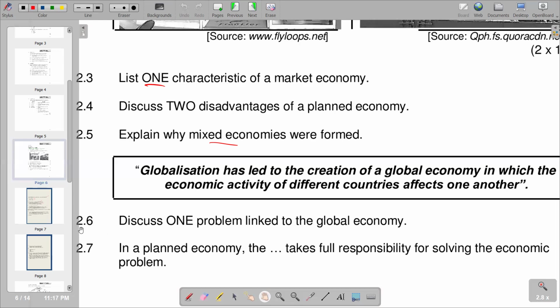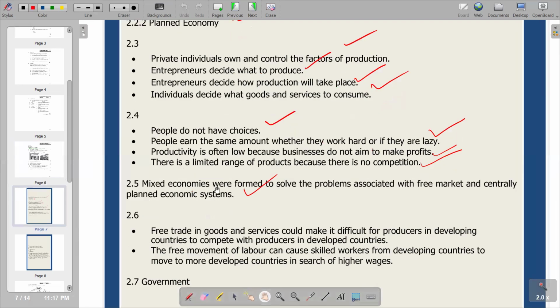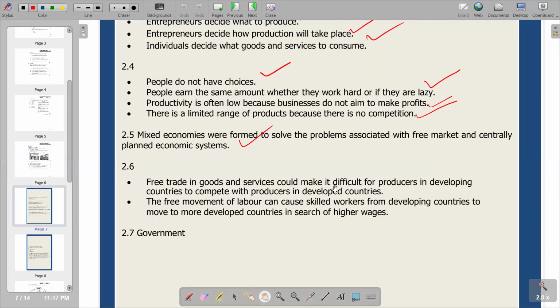So for 2.6, we see now how it is articulated in our answer section. We see that free trade in goods and services could make it difficult for producers in developing countries to compete with producers in developed countries. So that's the first point that we have. And then the second point: the free movement of labor can cause skilled workers from developing countries to move to more developed countries in search of higher wages. So this is a situation of brain drain, whereby skilled workers migrate to countries where they can earn more. So basically, it becomes a problem to developing countries.